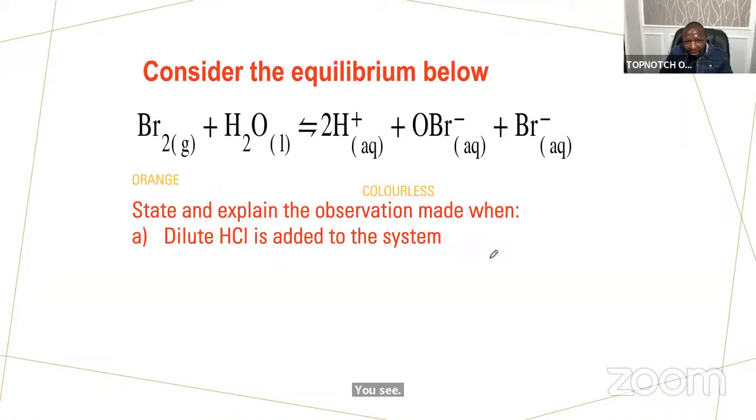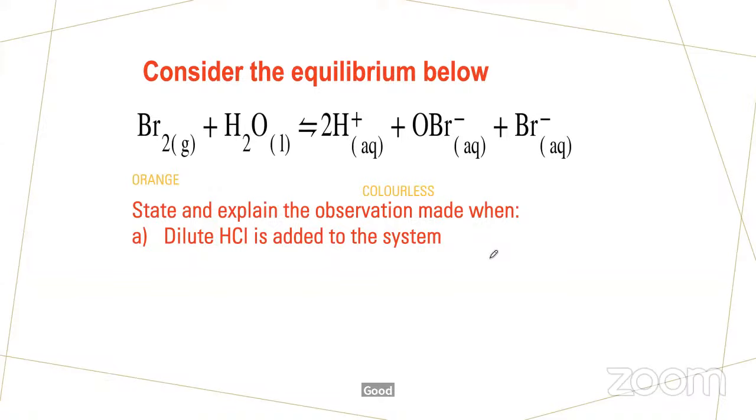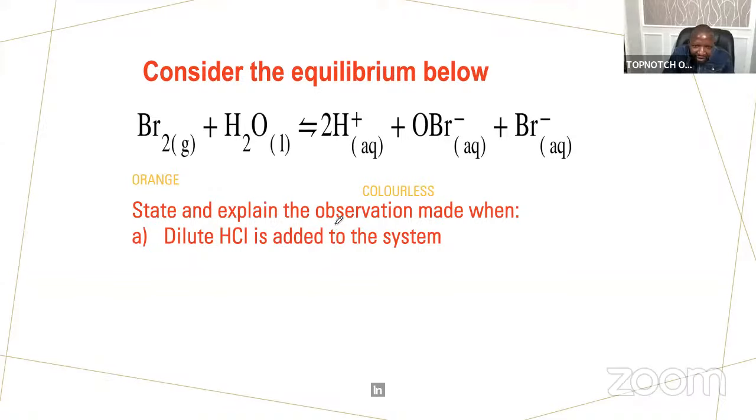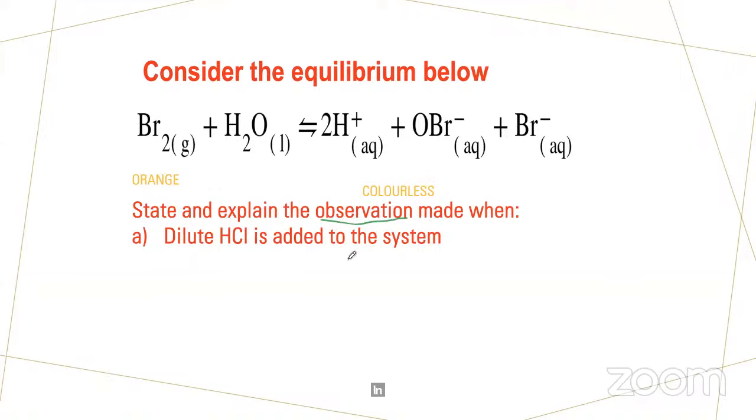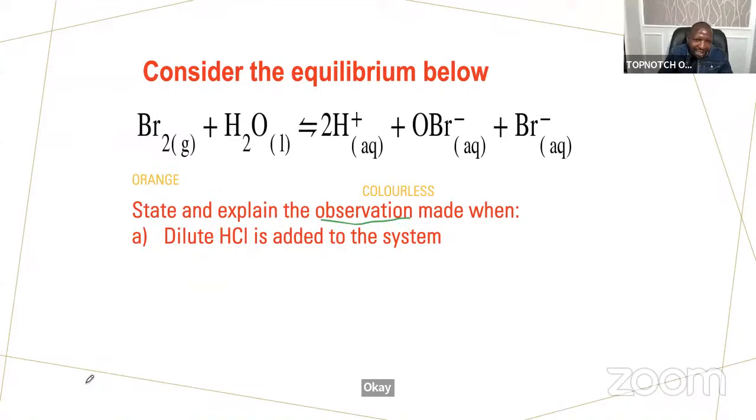Talk about our observation. The key word is observation. That is what we are dealing with. The orange color intensifies. Because the addition of hydrochloric acid leads to an increase in hydrogen ions, therefore the equilibrium shifts to the left. So we talk about the orange color intensifies.